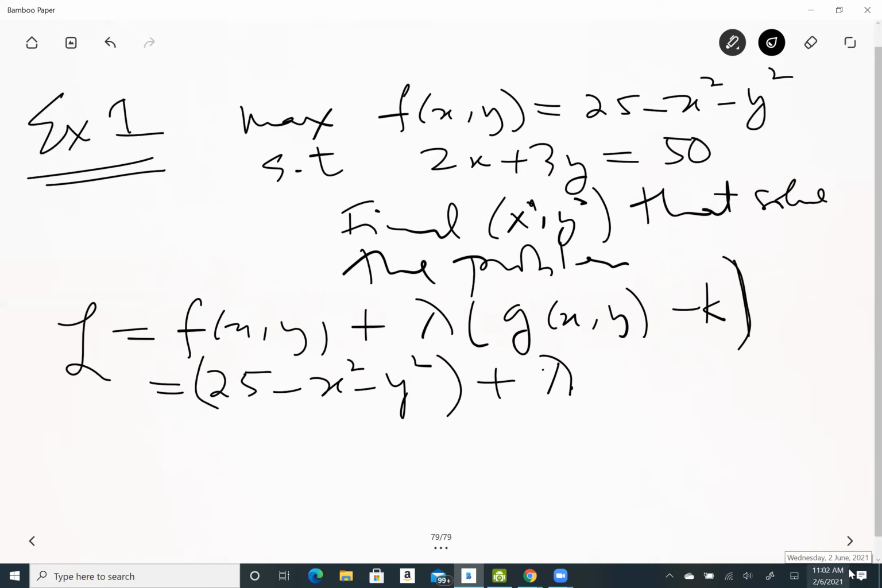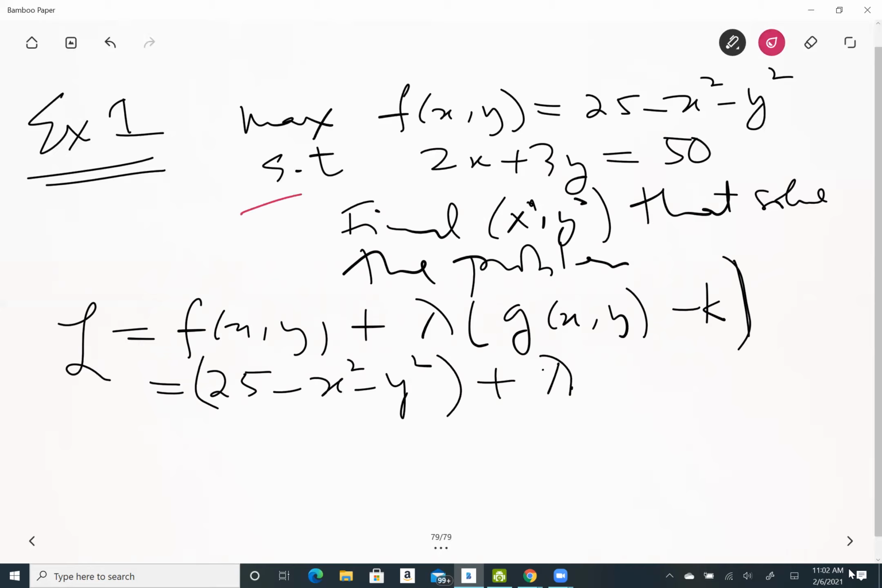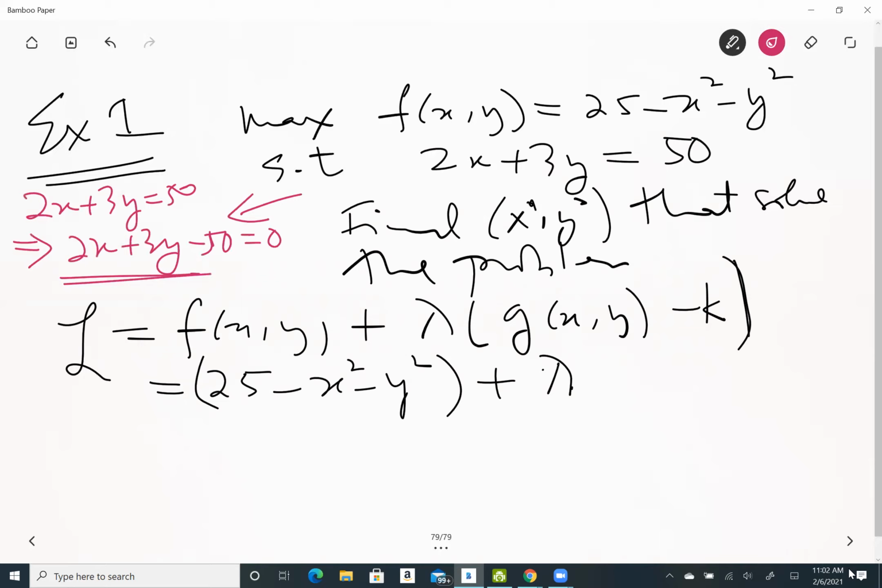g of x, y minus k. So now what you need to do here is, from the constraint that is given here, you just rewrite. Okay, so 2x plus 3y equals 50. We write it in the form of 2x plus 3y minus 50 equals 0. So this is the one that we put into the Lagrangian, multiplied by lambda, 2x plus 3y minus 50. Okay, one more. Now we have L.